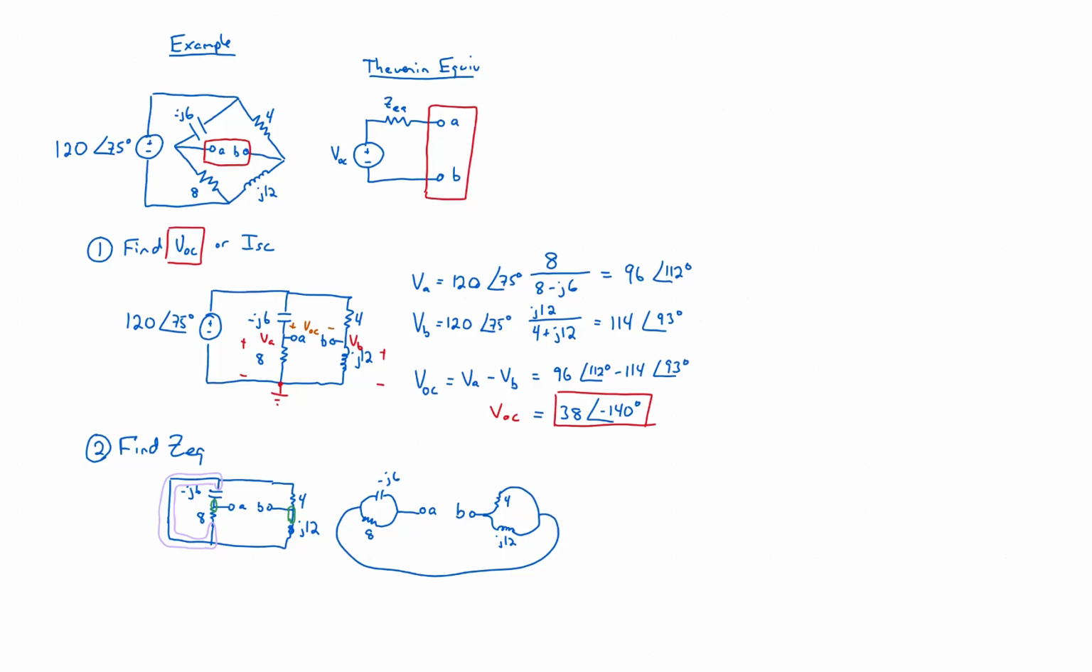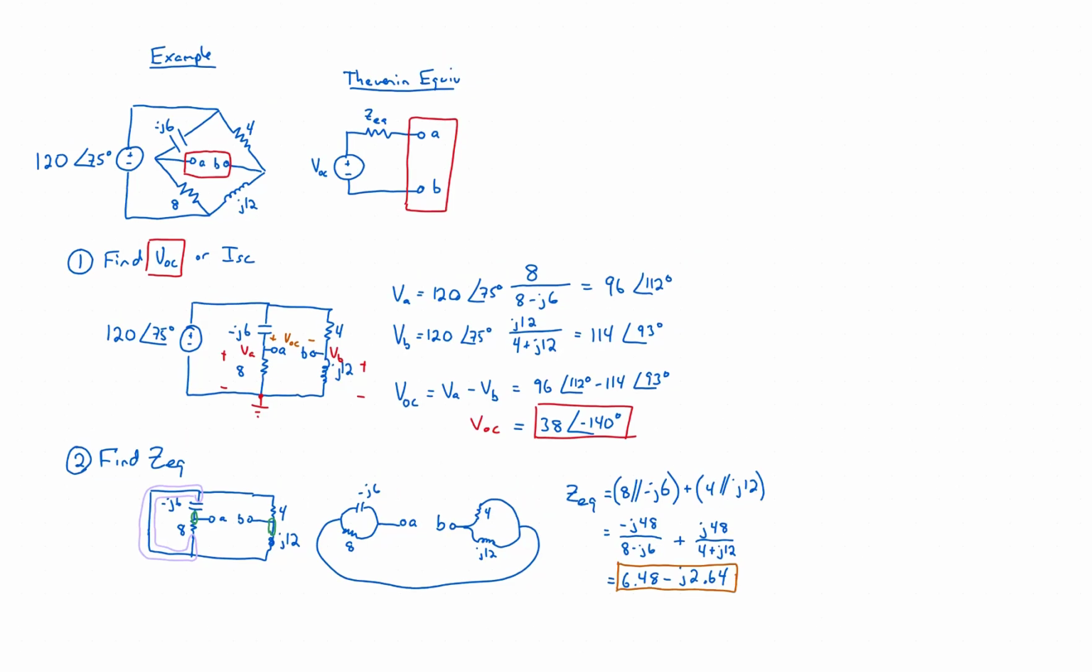And now it's really clear to see that these two components are in parallel, these two are in parallel, and then there's a series combination between the two. Therefore, this is the formula for ZEQ, and the formula for parallel is product over sum, and product over sum. You place it into the calculator, and this is what turns out. And this is the ZEQ.